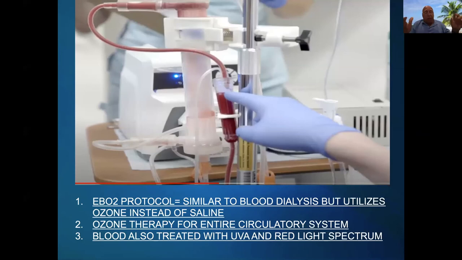And right here you can see this is a dialysis filter. Here's the blood from the patient. This is not for someone that has kidney disease. This is for someone who you basically want to improve their health, their general well-being. You want to reduce their inflammation. This is what we do. And again, some of the far-reaching effects of ozone.